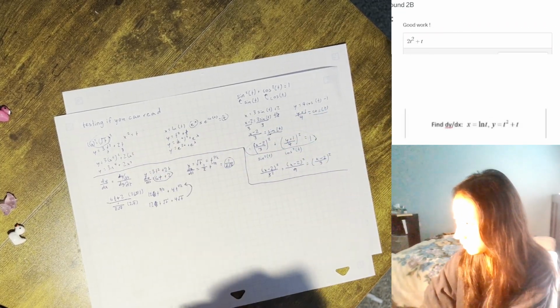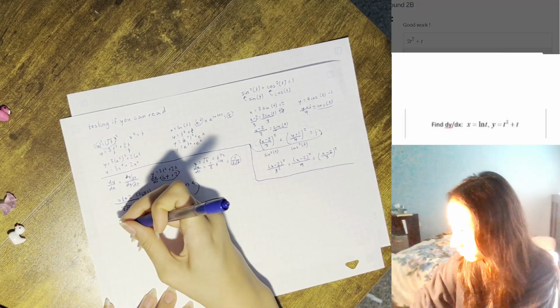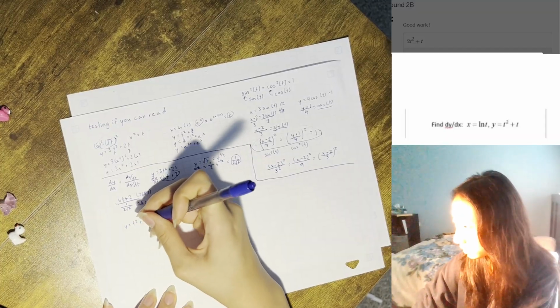They give us x, they give us y. We're going to start with y first. y is equal to t squared plus t.